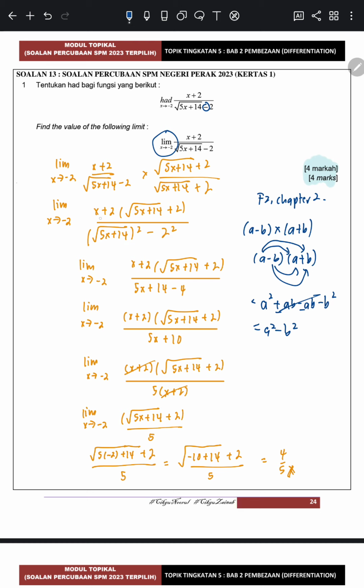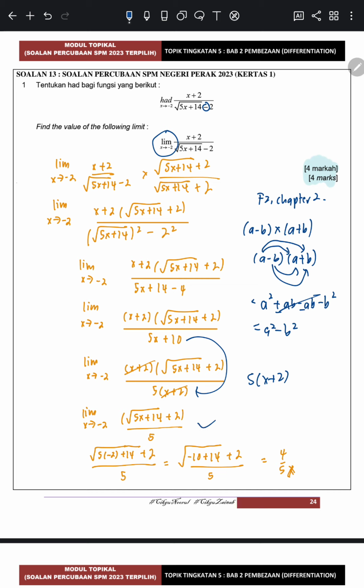So this one, when the power is 2 and there is a square root, the square root will be out of the game then. So in the next step, the square root will simply be removed. So 5x plus 14 minus 4, and then it's 5x plus 10. Then you can factorize this one to 5 times x plus 2. Then you see you got x plus 2, you also got x plus 2, so you can simply cut off the x plus 2, then the remaining is this one.